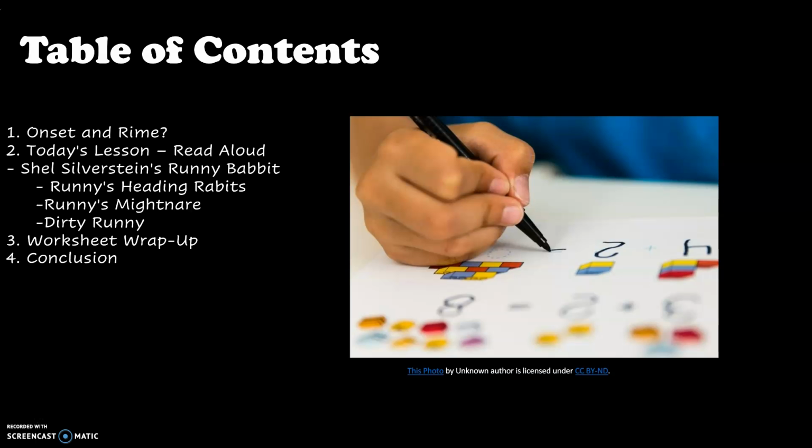So let's go over our table of contents. The first thing we're going to talk about is what is onset and rhyme? What does that look like? What does it mean? Then we're going to go over today's lesson, and we're going to do a read aloud of Shel Silverstein's Runny Babbit. I'm going to show you the worksheet that we're going to use to follow along with a couple of the poems, and today we're going to read Runny's Heading Rabbits, Runny's Nightmare, and Dirty Runny. We'll also talk about the lesson objectives and what materials you'll need at home. Then we're going to do a worksheet wrap-up, kind of show you what your T-chart or your worksheet should look like. And then we're going to talk about the conclusion and kind of wrap up the whole presentation here.